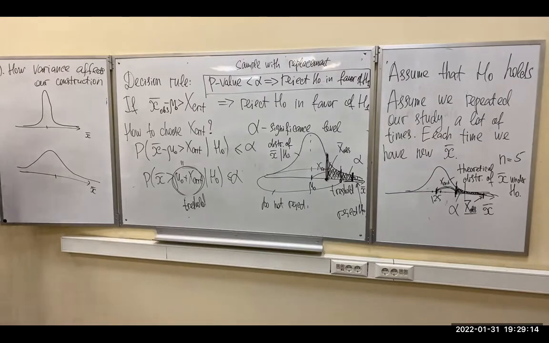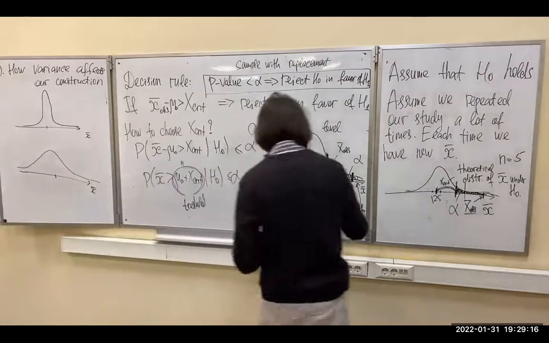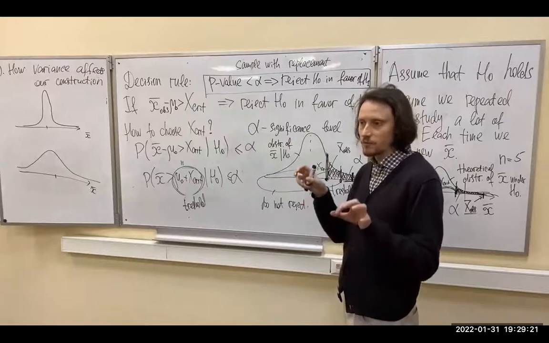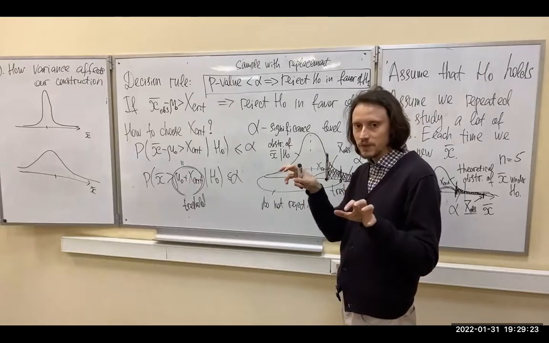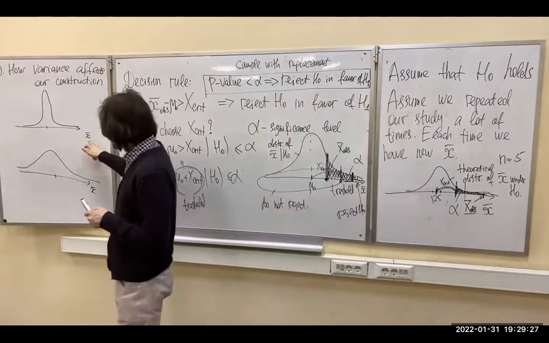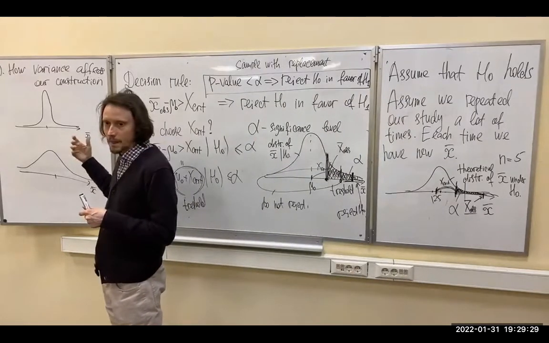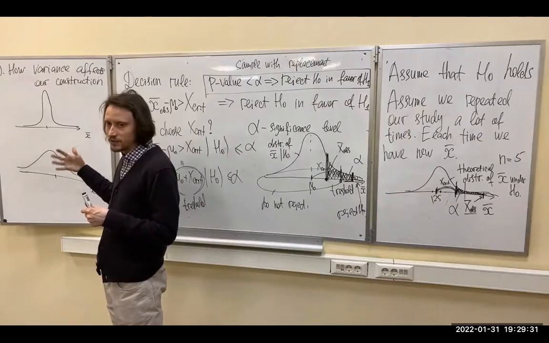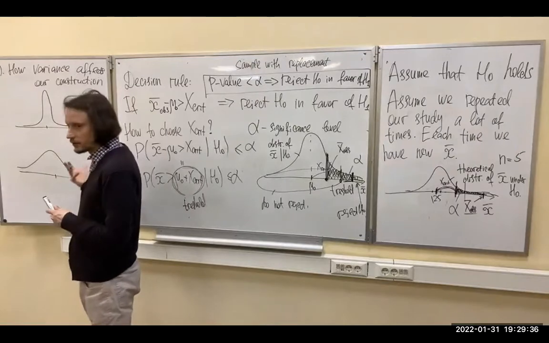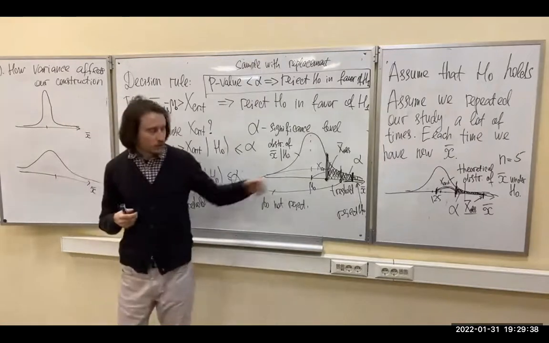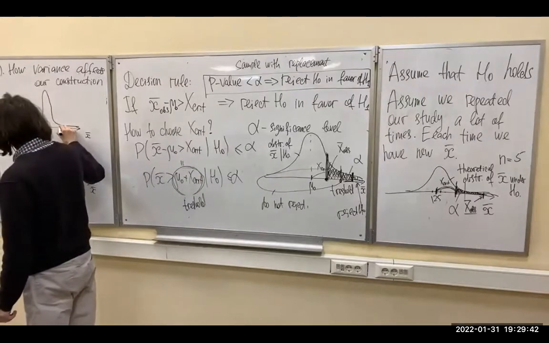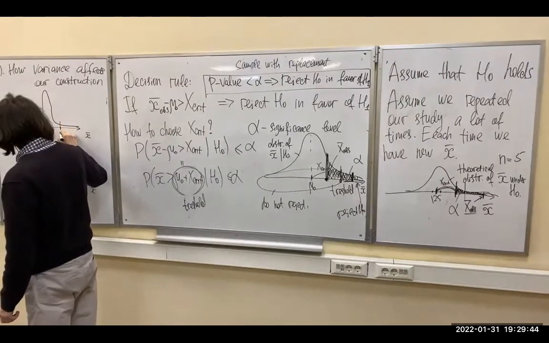And let us look at how this will affect our results. Assume that from two experiments we obtained the same data, the same X bar, but we understand that there is a different variance. Let us look at how it will work here. So I put the same X bar observed here and here.